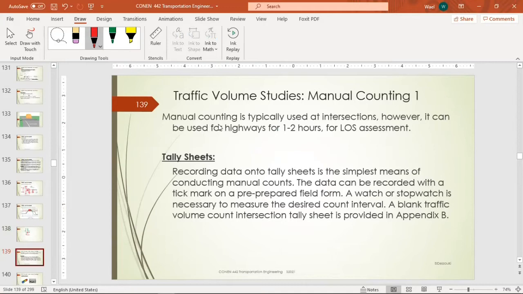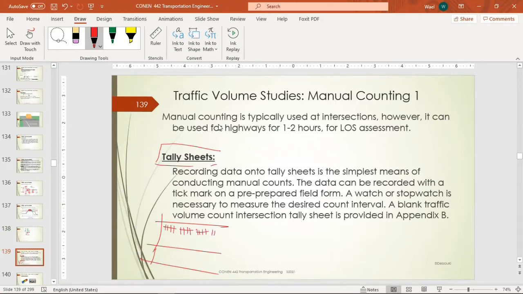Okay. So we'll start with the first method, which is basically the traffic volume studies, manual counting. Manual counting, usually there's the method of having a tally sheet. It's a sheet, okay? You divide it into time intervals, and you start counting: one car, second car, third car, fourth car, fifth car. These are the tally sheets.